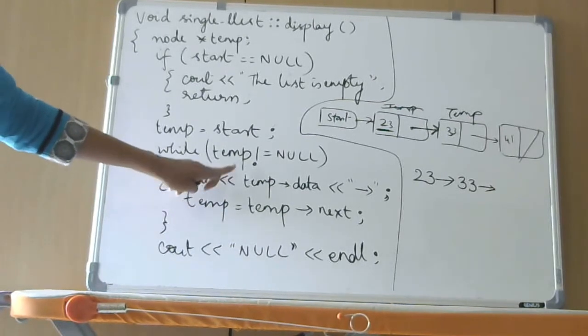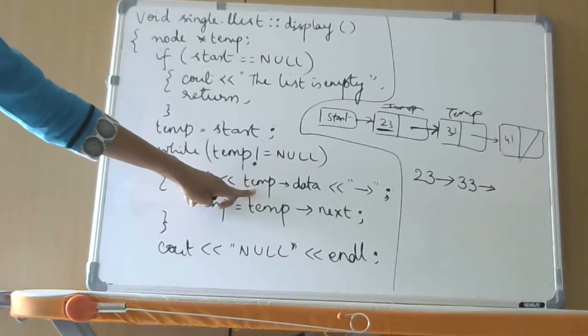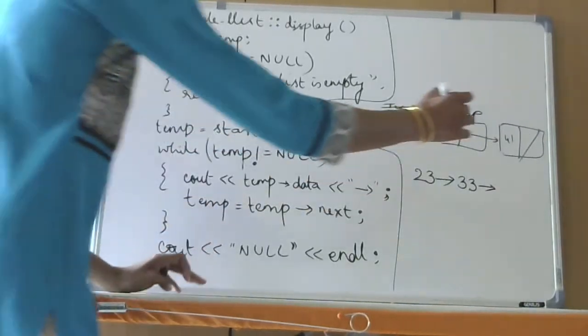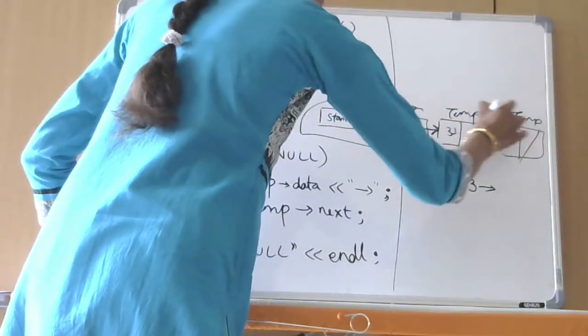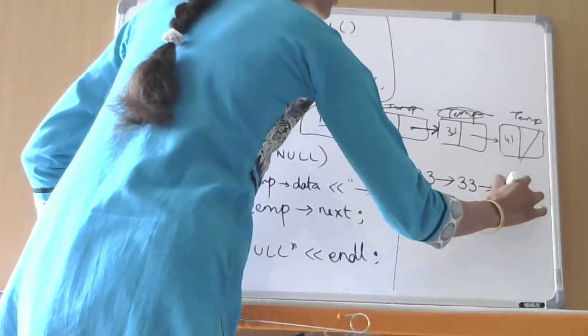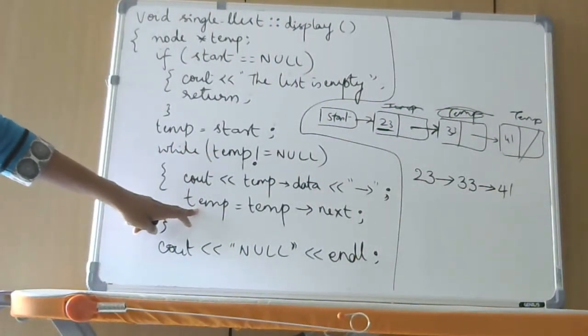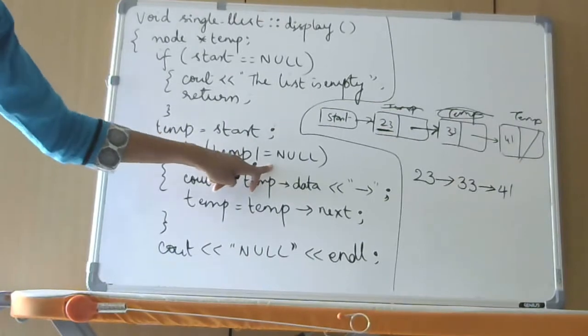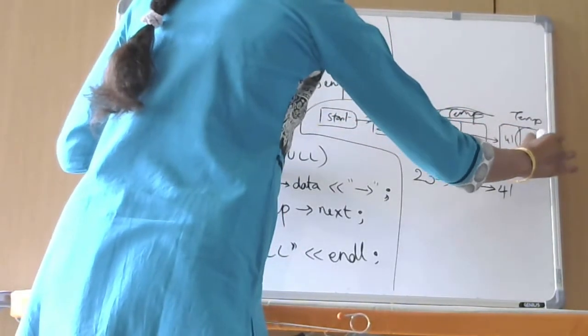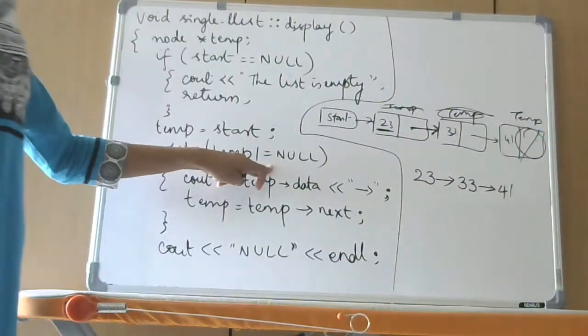So temp is not null. So you will display temp of data. This becomes your new temp, right? So what is temp of data? 40. Temp is equal to temp of next. Again it will come here. Temp is equal to temp of next. What is temp of next? Null. This is null. So temp is null now.